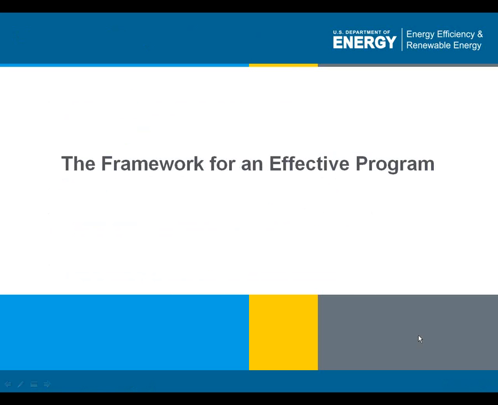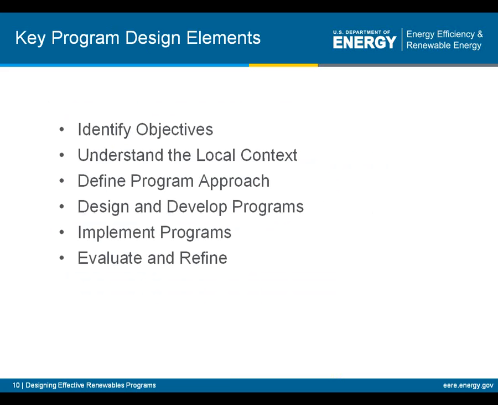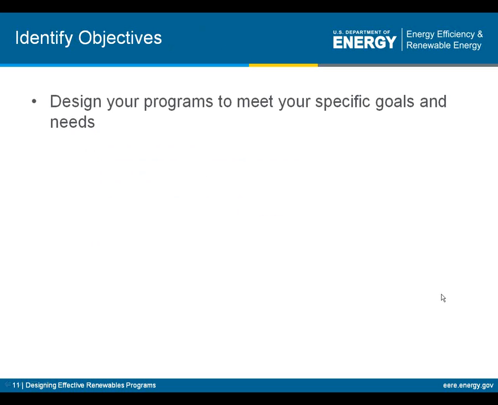So let's talk about many of these things in the context of thinking about a framework for an effective program. And these are the design elements that I really like to think about as you're putting together a renewable energy program. The steps would go through an identification of your objectives for the program, understanding the local context that the program would be delivered under. Then with that understanding, define the program approach you want to take, design the specifics of the way the program will work, implement them, and be sure to evaluate and refine the program as it's going forward. So we'll talk about each one of these specifically.